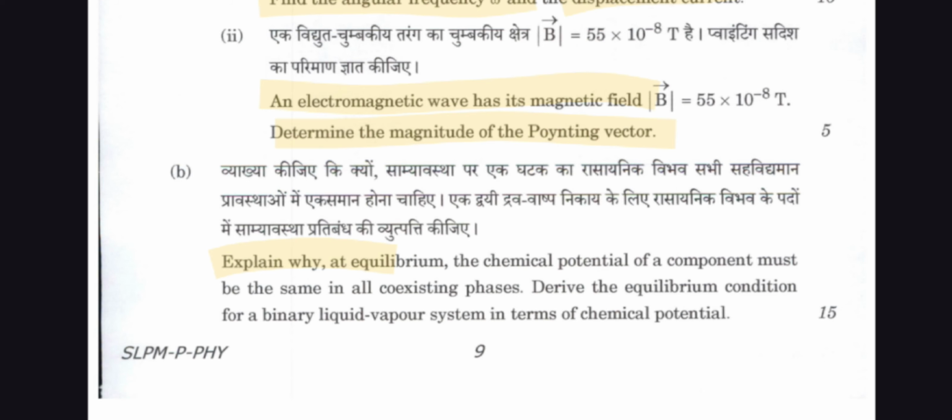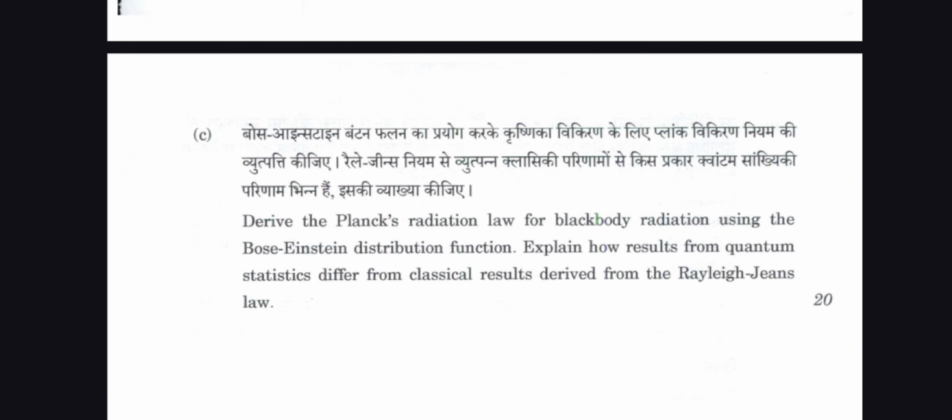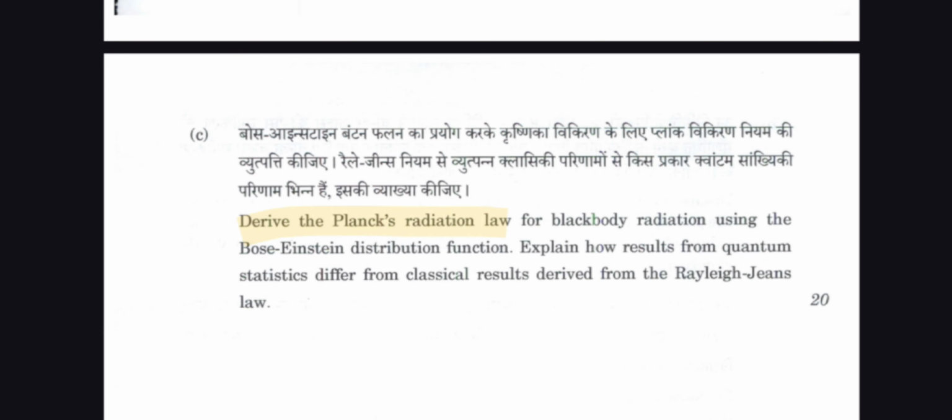So question number B. Explain why at equilibrium the chemical potential of a component must be the same in coexisting phases. Derive the equilibrium condition for a binary liquid vapor system in terms of chemical potential. And question number C. Derive Planck radiation law of black body radiation using the Bose-Einstein distribution function. Explain how the result of quantum statistics differs from the classical result derived from the Rayleigh-Jeans law.